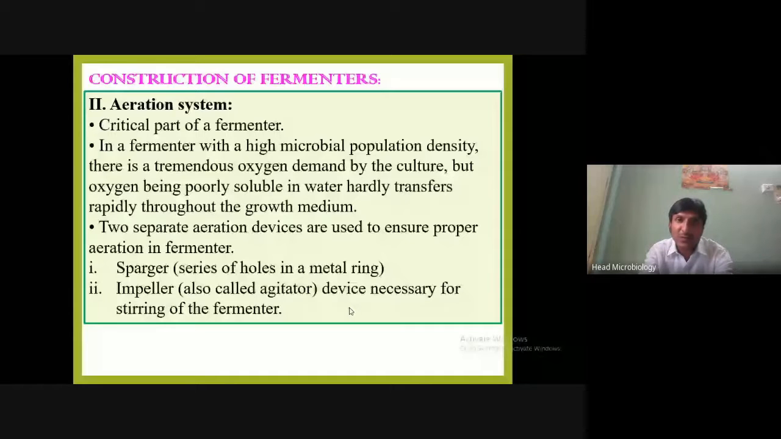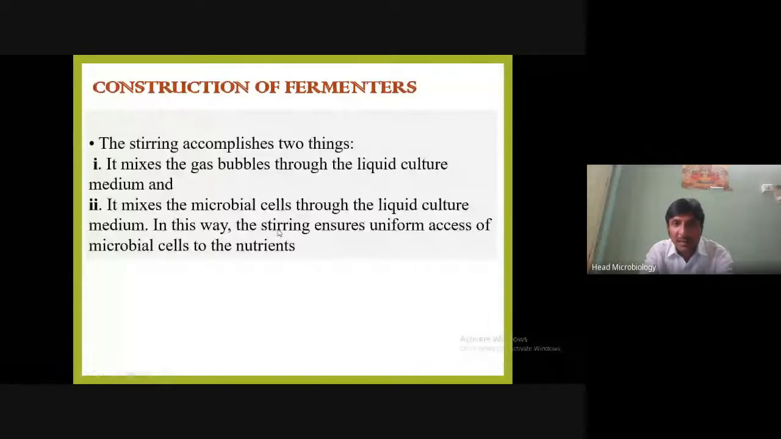Here stirring accomplishes two things. One is the formation of bubbles in the liquid culture and medium. It also mixes the microbial cells through the liquid medium or culture. In this way, stirring ensures uniform access of the microbial cells to the different nutrients.